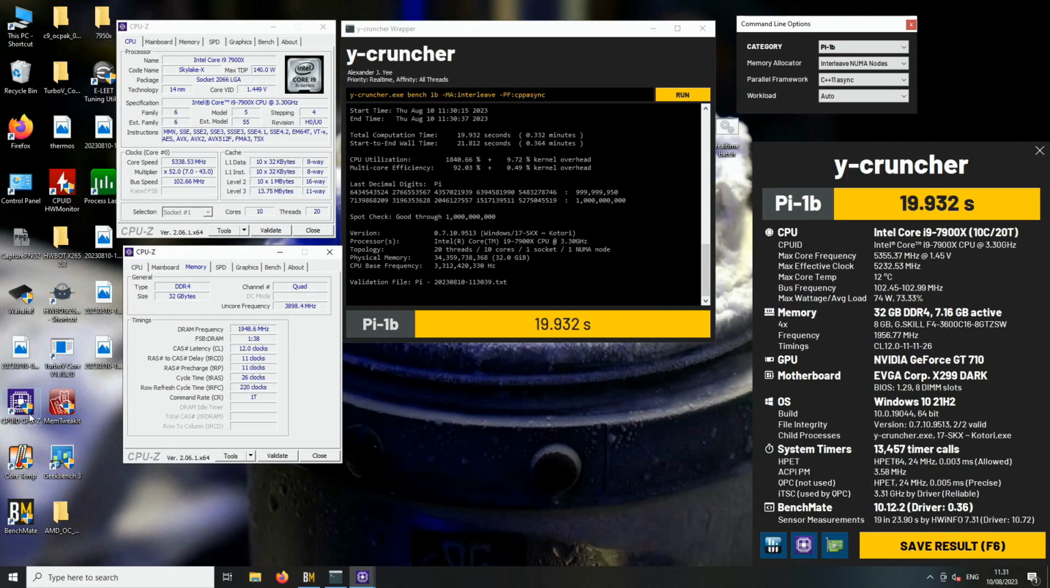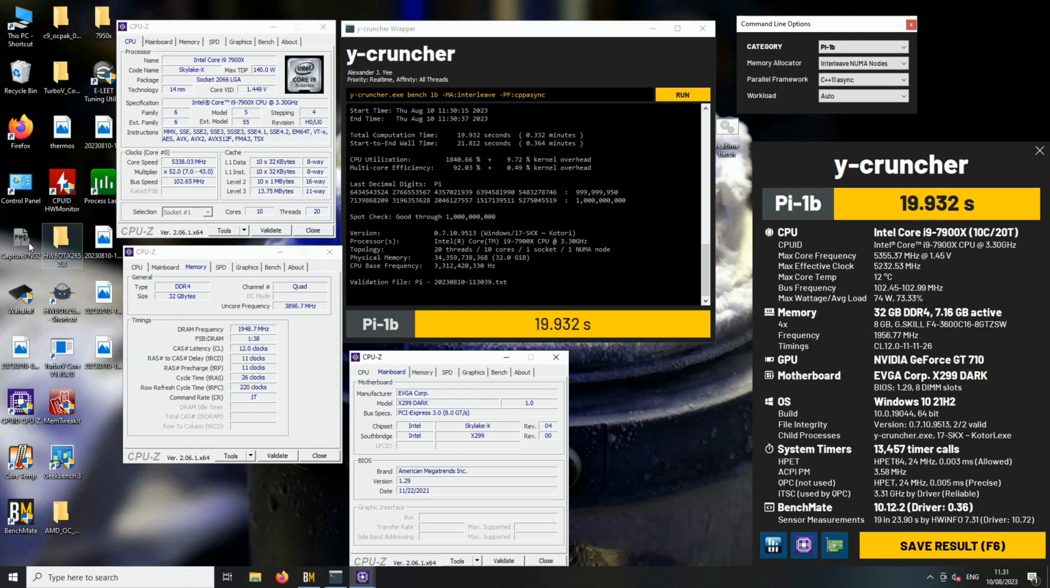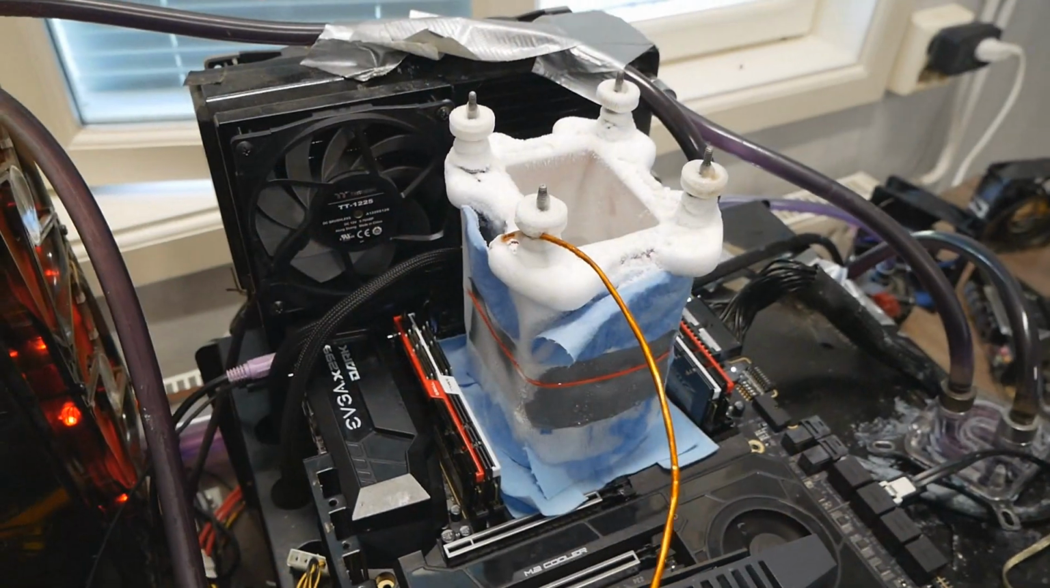Okay, that's the new rank 1 score in YCruncher 1 billion. 19.932. So 19.932, previous top score by AKM from the United States at 19.941. So 9 millisecond improvement over there, so it's pretty good, I guess. And okay, that's pretty much it.